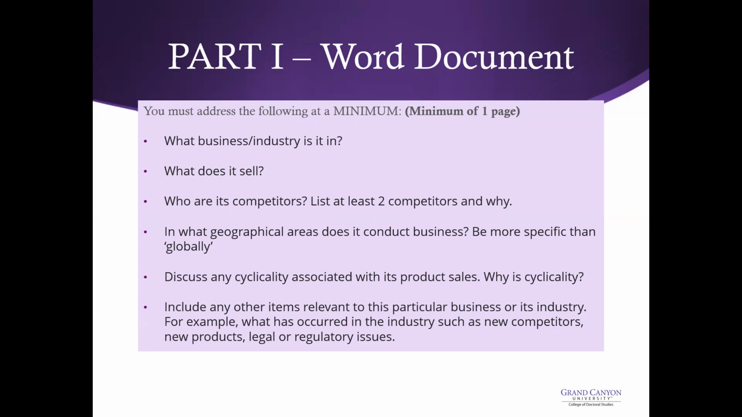It could be that they have similar products or identical products. Be specific. In what geographical areas does it conduct its business? Now, do more than state this is a worldwide company or it sells its products globally. Go into the company website, do some research on it, and tell me a few of the countries or geographical areas it sells its products in. Discuss what cyclicality is and how it is associated to your company's product sales. And then include any other items that you think are relevant to me understanding your company.